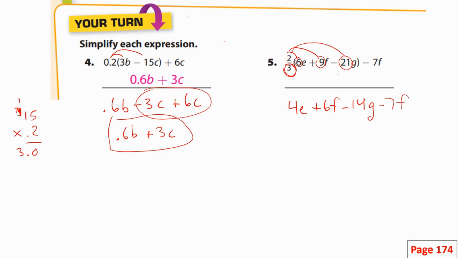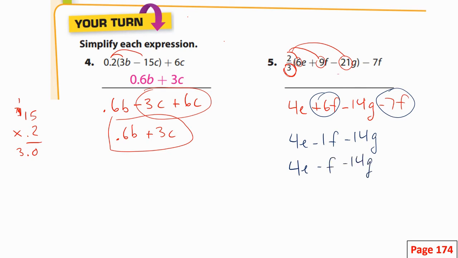And I have only 2 terms here that are the same. 6 minus 7 is -1, so it'd be 4e minus 1f minus 14g, and minus 1f is the same thing as minus f, so we could have 4e minus f minus 14g. Let's see what we got here, and there it is. There you go. It's all about simplifying expressions, algebraic expressions.